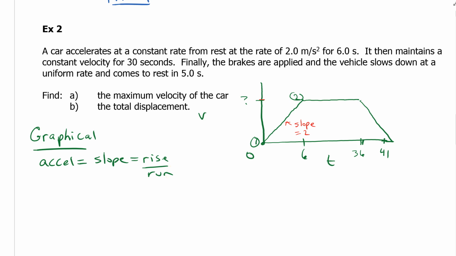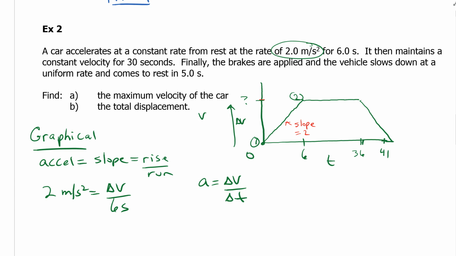And so if the acceleration in this case was 2, so I can say 2 meters per second squared is equal to, now how much does it rise? This rise piece here is going to be the change in velocity. So I'm going to say delta V divided by the run, which is 6 seconds. By the way, this acceleration, equal to rise over run, is basically the definition of acceleration. It's how much the velocity changes divided by how much the time changes. It's the exact same thing as rise over run on this graph.